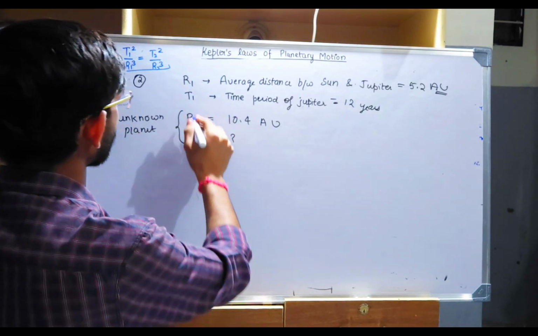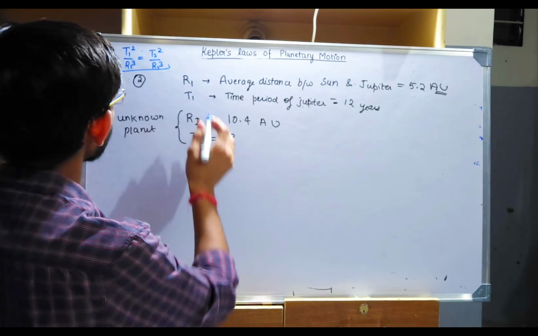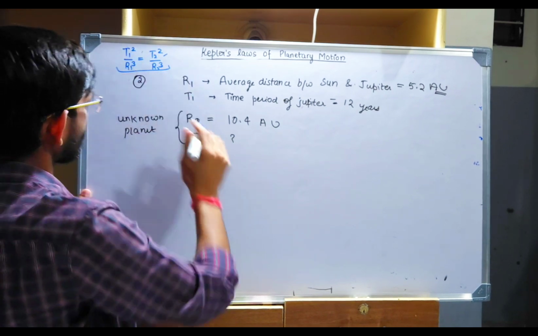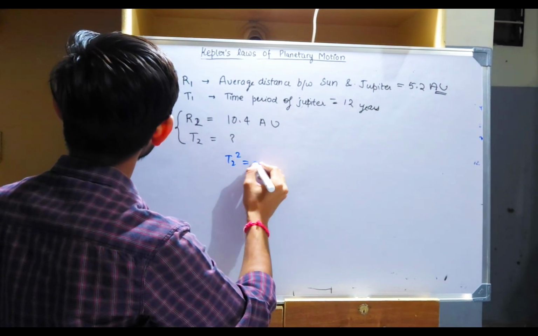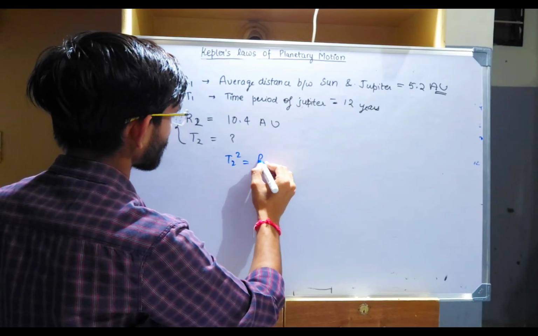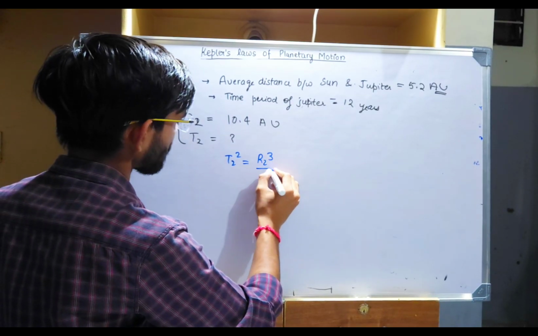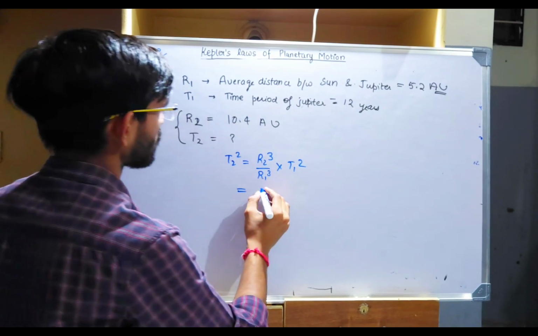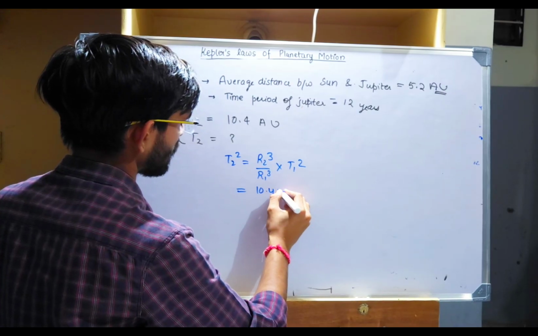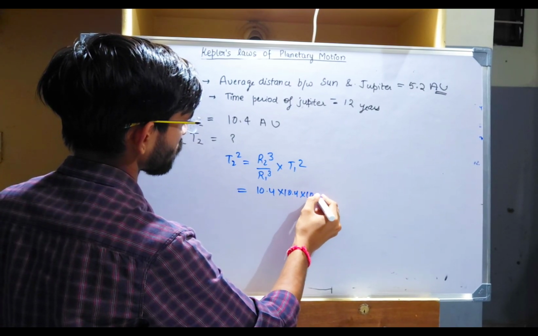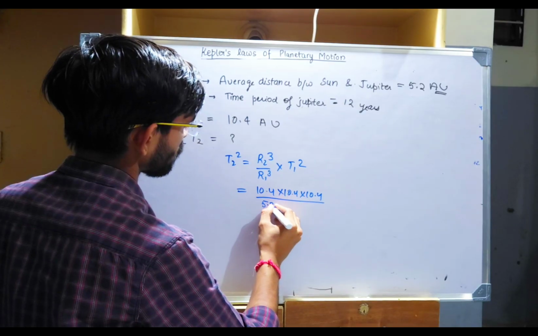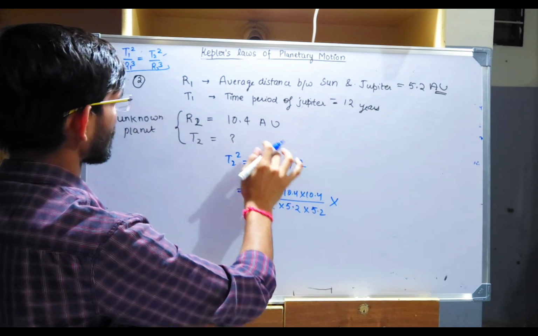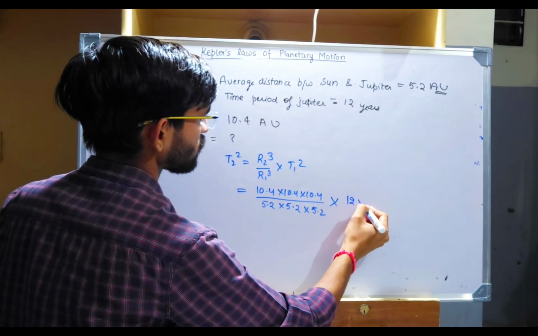Now use this formula. We have R1, T1, R2, and we have to find T2. So we can use this formula. Take T2 this side and take R2 to the left hand side. We will get T2 square equal to R2 cube upon R1 cube into T1 square. R2 is 10.4. 10.4 into 10.4 into 10.4 upon 5.2 into 5.2 into 5.2, and T1 square. T1 is 12 into 12.